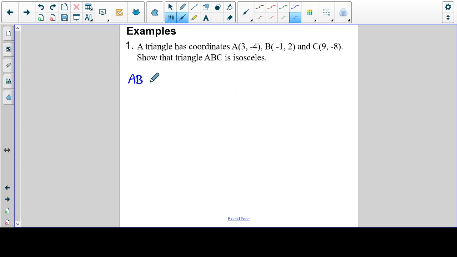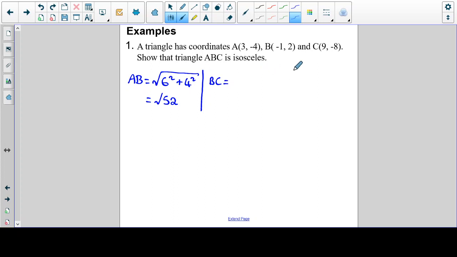So AB first. Square root of minus 4 take 2 would be minus 6, but then it's squared. And then minus 1 take 3 would be a negative, but it's being squared anyway, so we can ignore negatives. So 36 plus 16, square root of 52. I don't need to do anything more with that. I'm fine with that as it is. I just need to see if any others are also root 52.